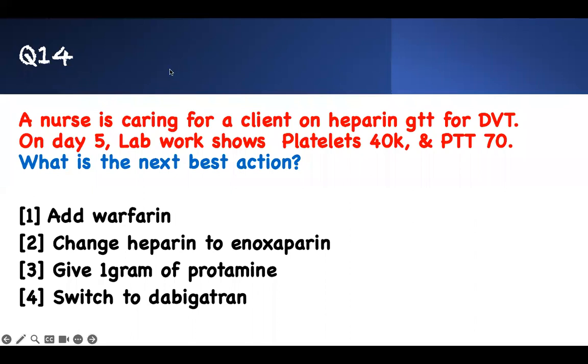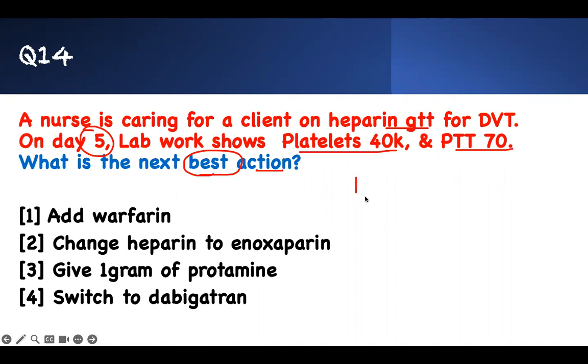Look at this question carefully. It looks small, benign, but it's loaded with content. What is the next best action? And next is caring for a client on heparin drip for DVT. On day 5, there's a reason why I give it day 5. The lab work shows platelet 40,000 and PTT 70.